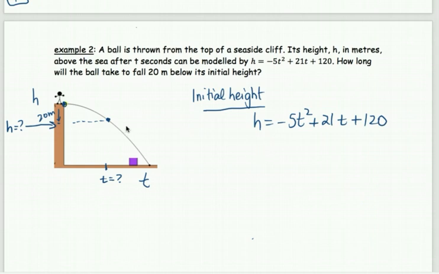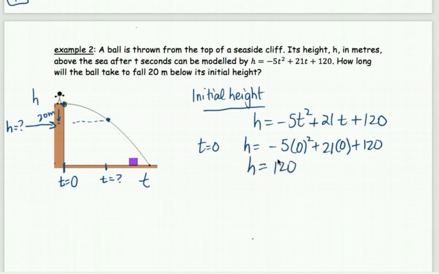Right now we don't know, so if you can't remember, this is what you do. We know right here where it starts. What time is the initial time? It's 0. So if we know that t is equal to 0, I can plug it in here and find the height. We get 0, and then 21 times 0, and then you add the 120, so that becomes 0, that becomes 0, so the height in the end is 120 meters. The initial height is 120.